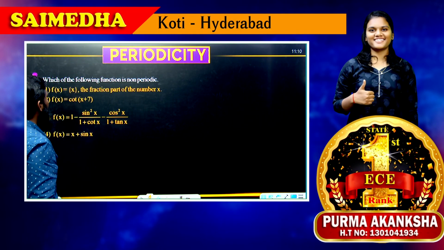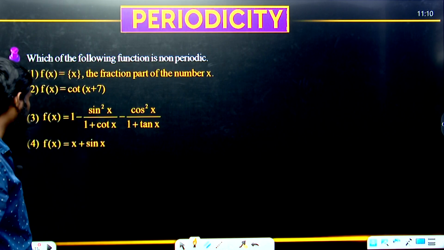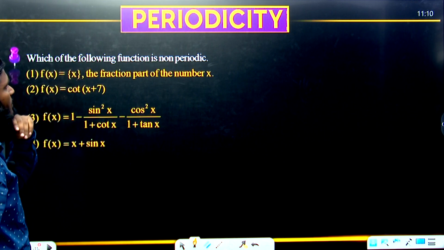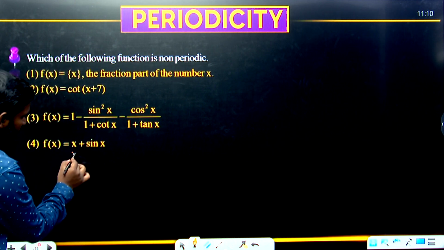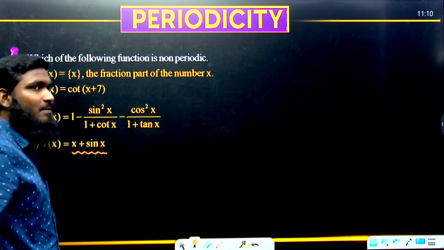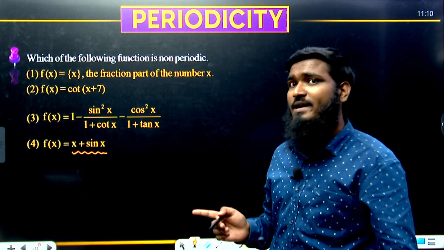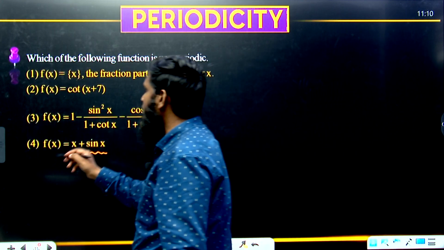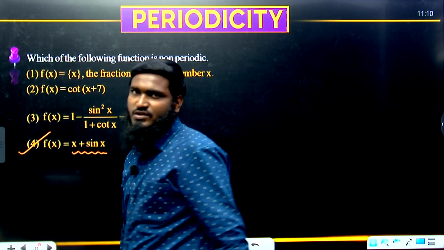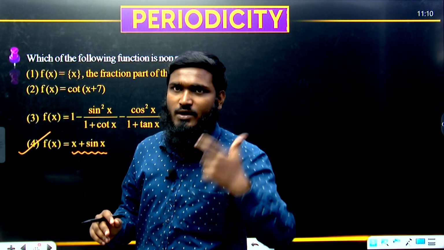Now, let us go with the next part. Which of the following is non-periodic? Over here, f of x is equal to fraction part of x we have taken, this part we have taken, third option we are having, fourth option we are having. If you see the fourth option carefully, x plus sin x is given. X plus sin x means algebraic and trigonometric combination we are having. If you are having that type of option, then again we have to call it a non-periodic function. Okay.